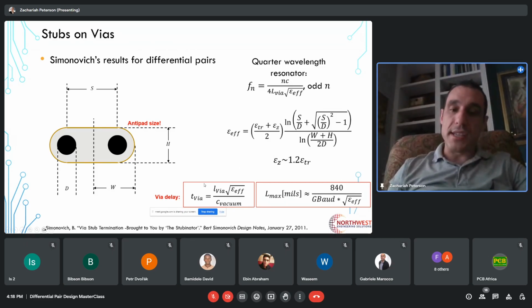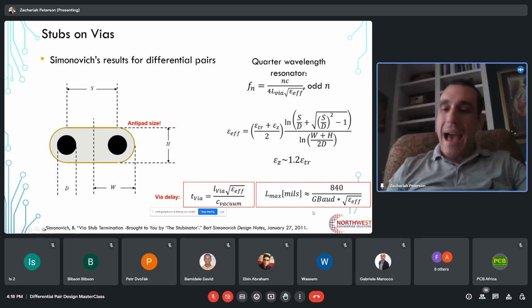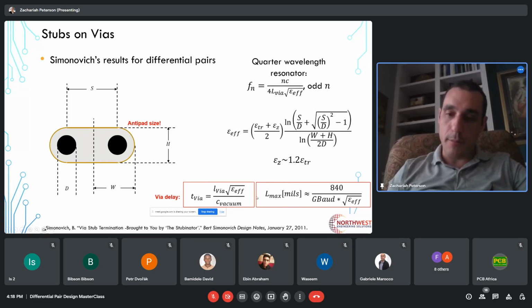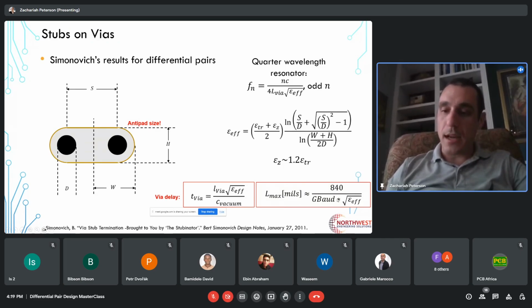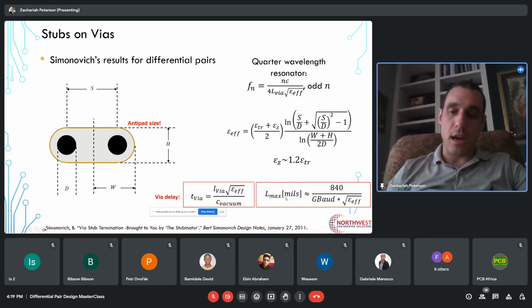Now, there is some via delay that you can calculate once you know all of this stuff. So once you know this, you can then calculate what the amount of time is for a signal to transit this differential via. And then there's also a maximum kind of rule of thumb here based on the gigabaud rate. So if you know the gigabaud rate for your particular interface, you can estimate what the maximum length of that stub should be. And of course, with higher gigabaud, we would of course expect lower maximum length for the via stub, just like we would expect.